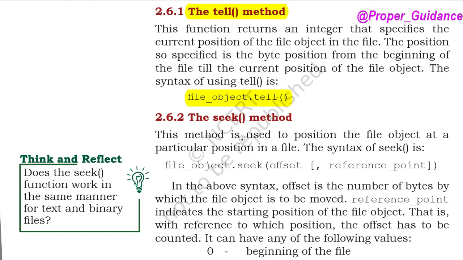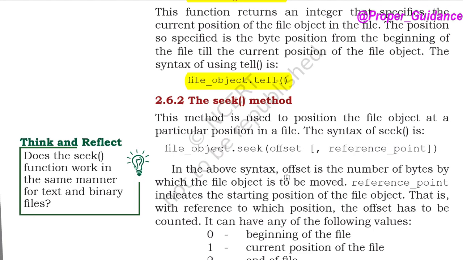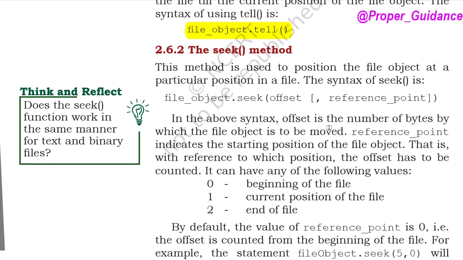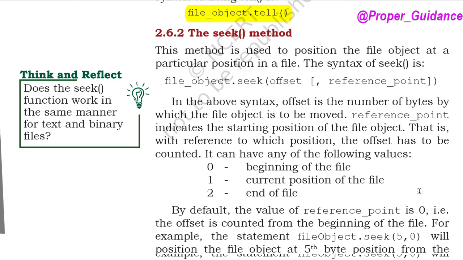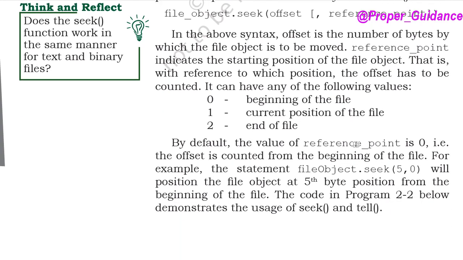The seek method is used to position the file object at a particular position in a file. The syntax of seek is file object dot seek, offset, reference point. In the above syntax, offset is the number of bytes by which the file object is to be moved. Reference point indicates the starting position of the file object, that is, with reference to which position the offset has to be counted. It can have any of the following values: 0, beginning of the file; 1, current position of the file; 2, end of file.